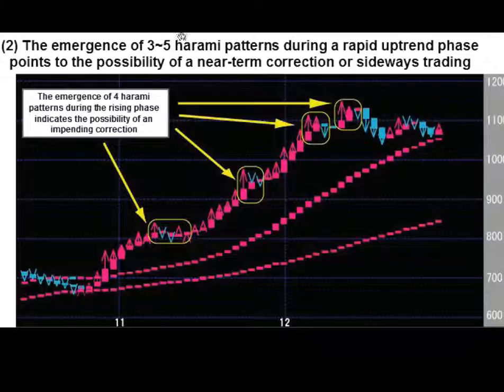So as it says here, between 3 and 5, well, we're at the 3 mark here, already getting a little bit of a hint of a change in the trend occurring in number 4, and then followed by a period of sideways trading. That's a moderate correction. So the emergence of 4 harami patterns in this case during the rising phase indicates the possibility of an impending correction. So that's basically rule number 2. Now let's have a look at this rule applied on the chart.